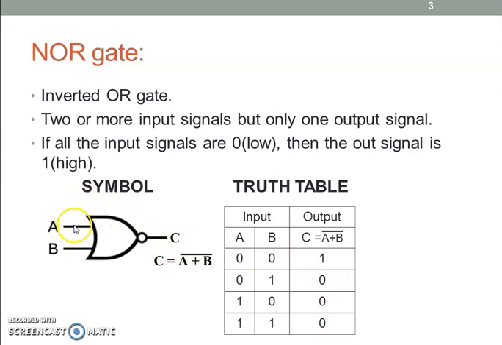This is the symbolic representation for the NOR gate: an OR gate followed by a NOT gate. Here the circle represents a NOT gate. If A and B are the two inputs for the NOR gate, (A plus B) whole bar is the output.